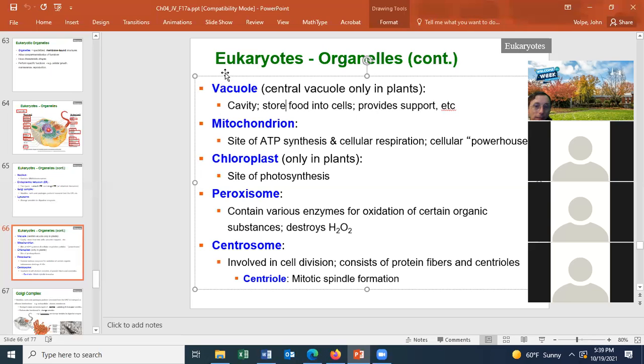So all of the organelles we've discussed are membrane-bound, except for the centrosome. It's a non-membrane-bound organelle.